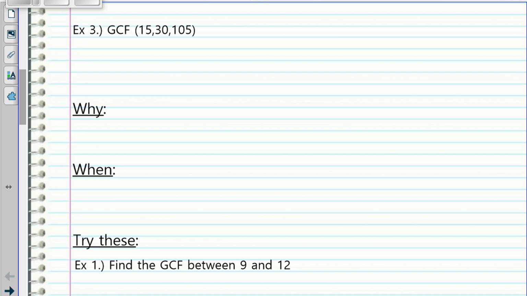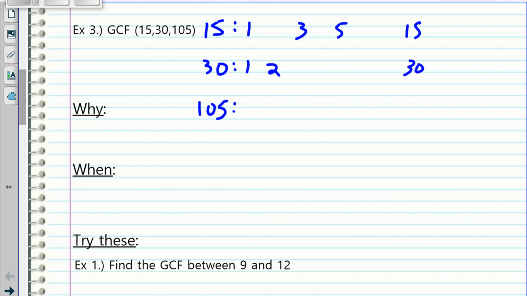All right, now let's take a look at an example where you have the greatest common factor between 3 numbers. So let's go with that, all right? 1, right, times 15, 3 times 5, and that's that. 1, 30, 2, 15, 3, 10, 4, 5, 6. That was good. All right. Yep. 5, 6, 7, 8, 9, 10. Yep, that's it.